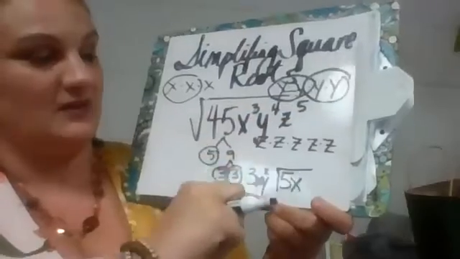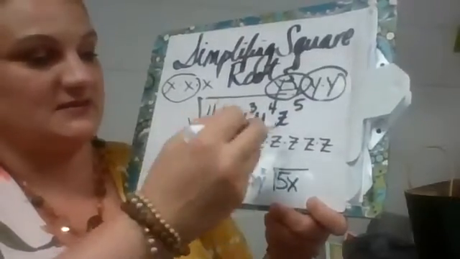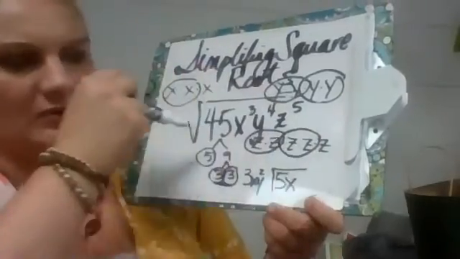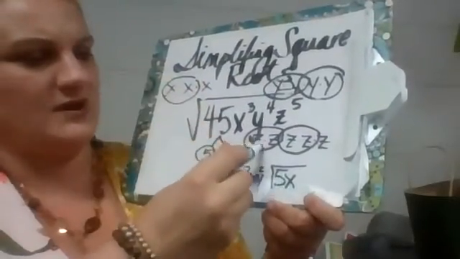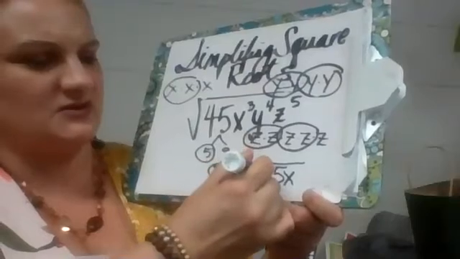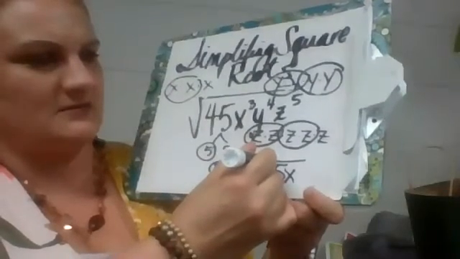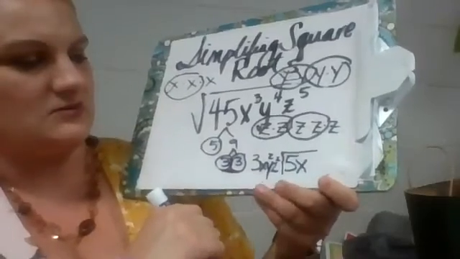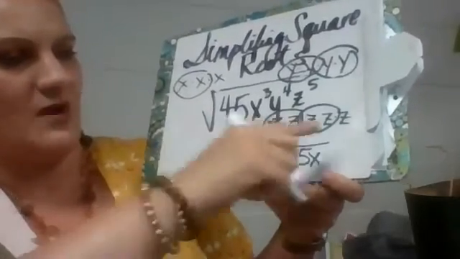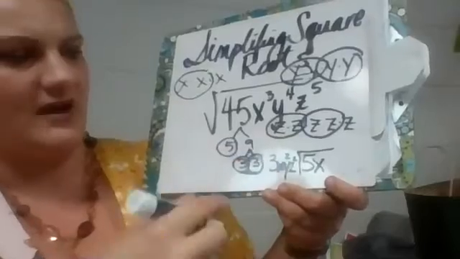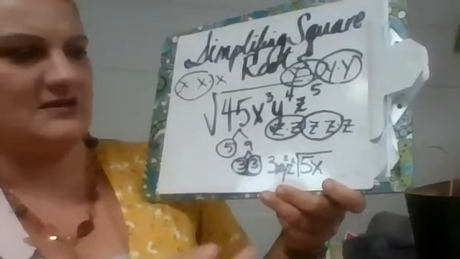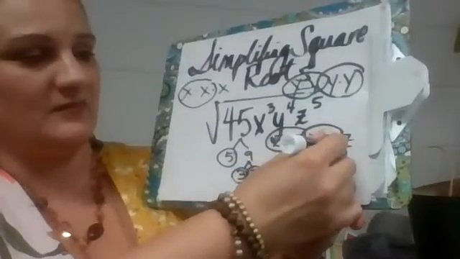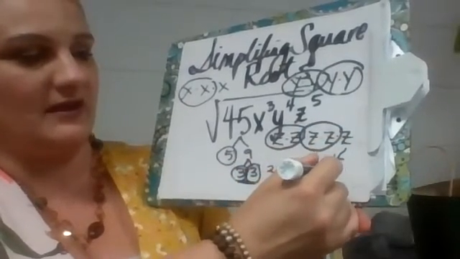So next we look at the z's. How many pairs of z's do we have? We have 1, 2. So obviously that means I'm going to do z squared. So I have 1z left. Well, that 1z has no match, has no pair. So he has to come below and be in the radicand.